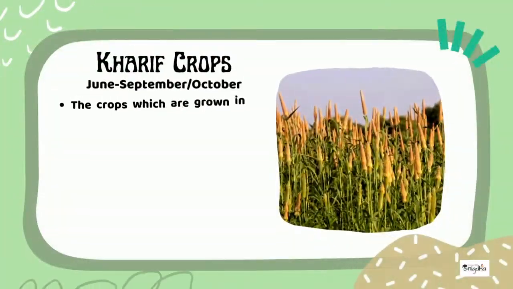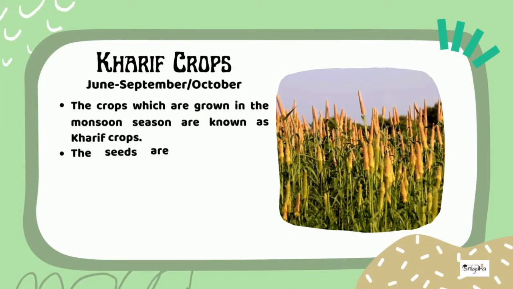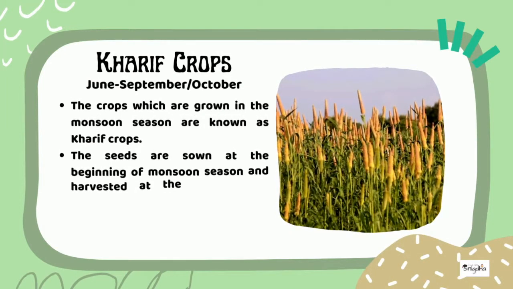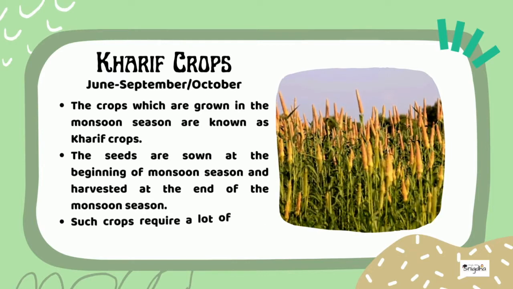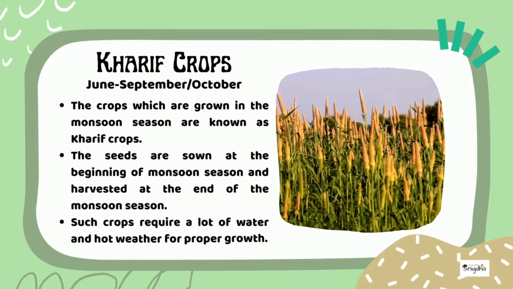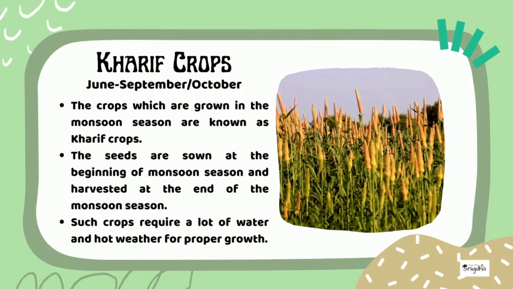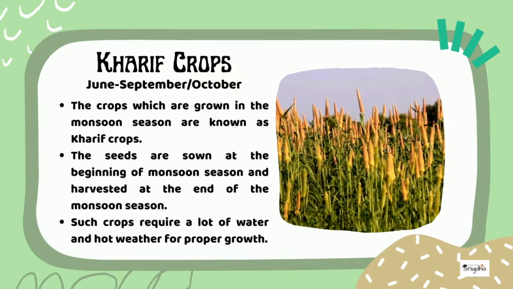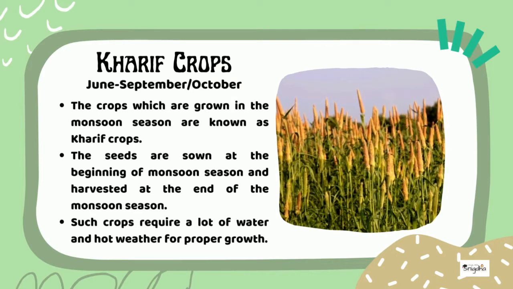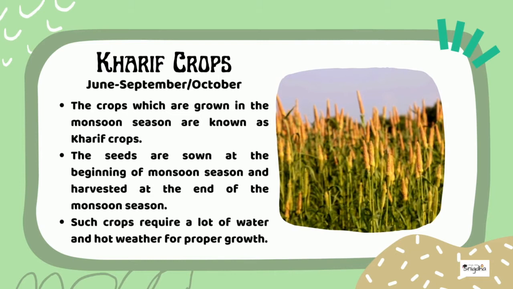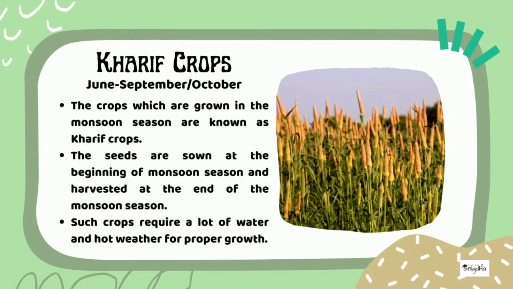So firstly, let's know about the Kharif crops. The crops which are grown in the monsoon season are known as Kharif crops. The seeds are sown at the beginning of monsoon season and harvested at the end of the monsoon season. Such crops require a lot of water and hot weather for proper growth.